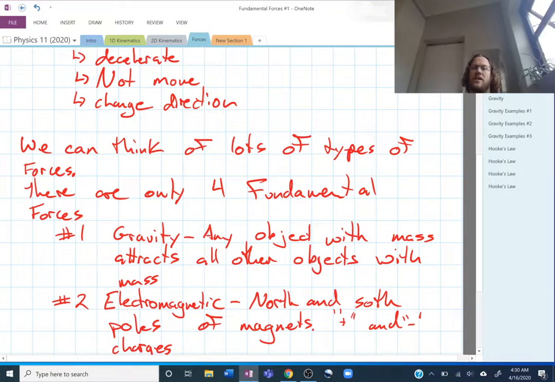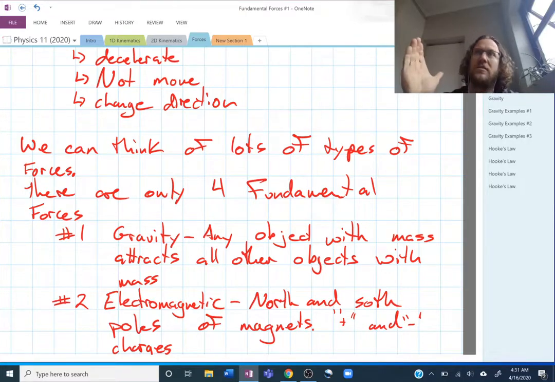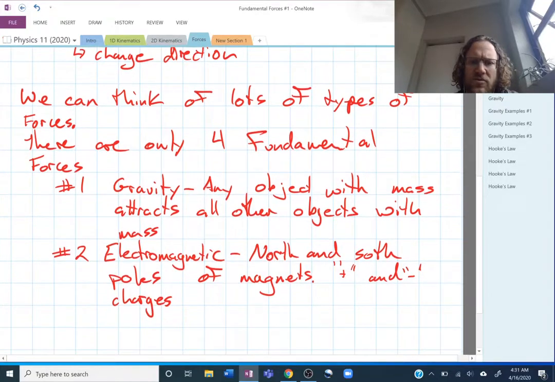The other one that kids usually get pretty quickly is electromagnetic forces. So I think in Science 10 or 9, you guys play with magnets and charges. You can take a north pole and a south pole of a magnet and you can see that they attract. You can take a north pole and a north pole of a magnet and they repel. So like poles repel, opposite poles attract, and same with charges. Opposite charges attract and like charges repel.